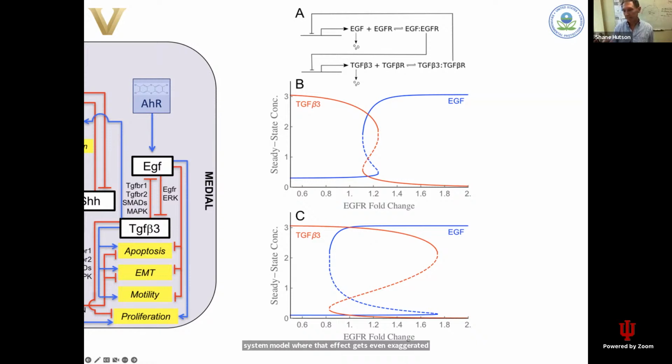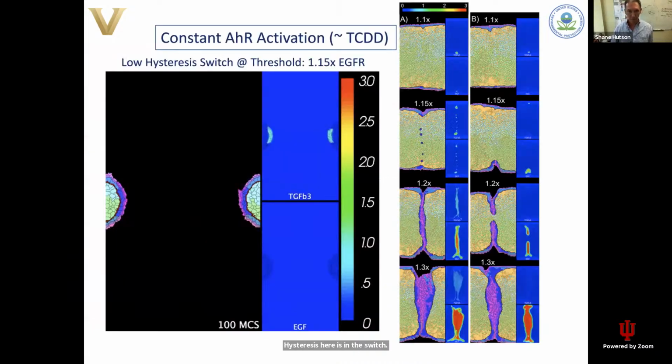And this is important because the hysteresis impacts what happens when you have transient exposure. What if you just got a dose of dioxin at one particular point, and so EGF receptor went up and came back down? Is it enough to cause cleft palate, to prevent that fusion at the midline? Well, it depends on how high it went, how much hysteresis there is in the switch, and how long it lasted. But we'll look at a couple of those examples.